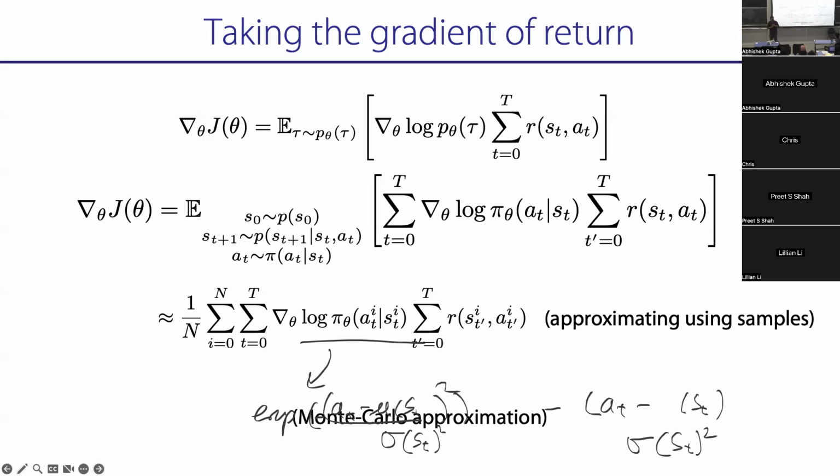Okay. Yeah, go ahead. If we use the discounted rewards version? Oh, discounted rewards, you're going to stick them in right here. So discounted rewards would be gamma to the power t over here.